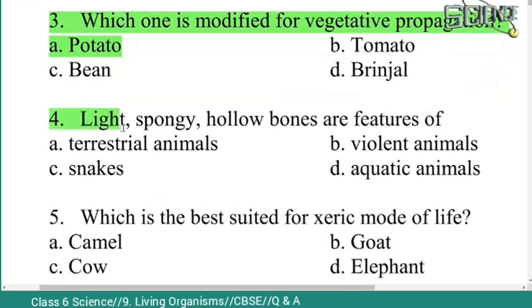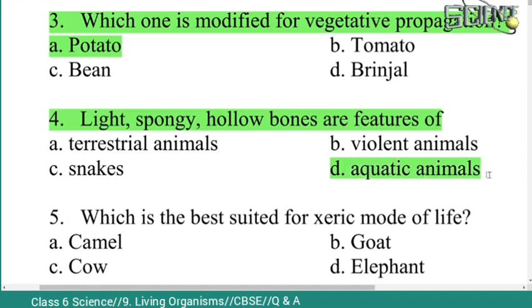Fourth question, light, spongy, hollow bones are features of A. Terrestrial animals, B. Violent animals, C. Snakes, D. Aquatic animals. The correct answer is D. Aquatic animals. Light, spongy, hollow bones are features of aquatic animals.